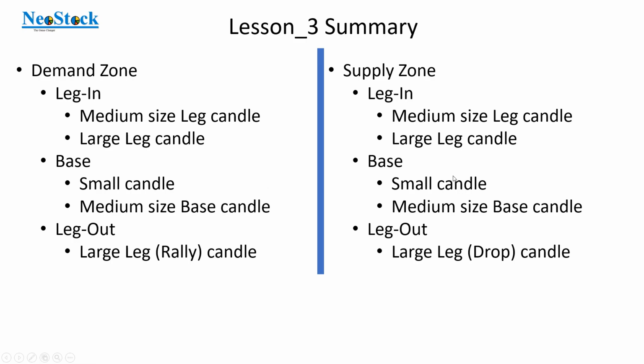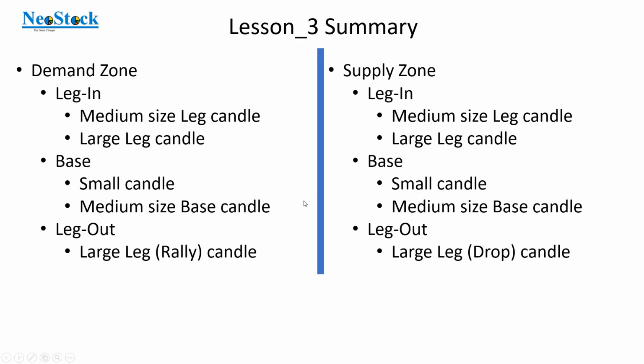And then base candles. In both demand and supply zones, a base candle could be a small candle, a narrow range candle, or it could be a medium size base candle. That is also a narrow range candle. So that means in either demand zone or supply zone, a base contains small candles, or a combination of small candles and medium size base candles.